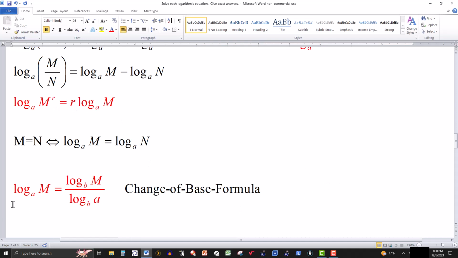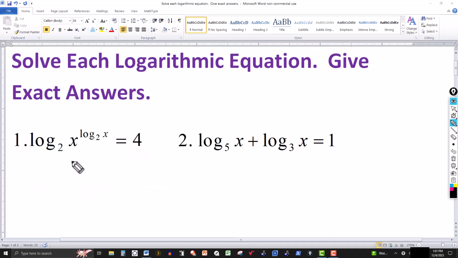And then you have the change of base. You have any log of some number m to any base a. You can write that as the log of m, you pick another base, whatever's convenient. So log of m to base b over the log of whatever this base is, in this case a, to the base you chose. These have to be the same.